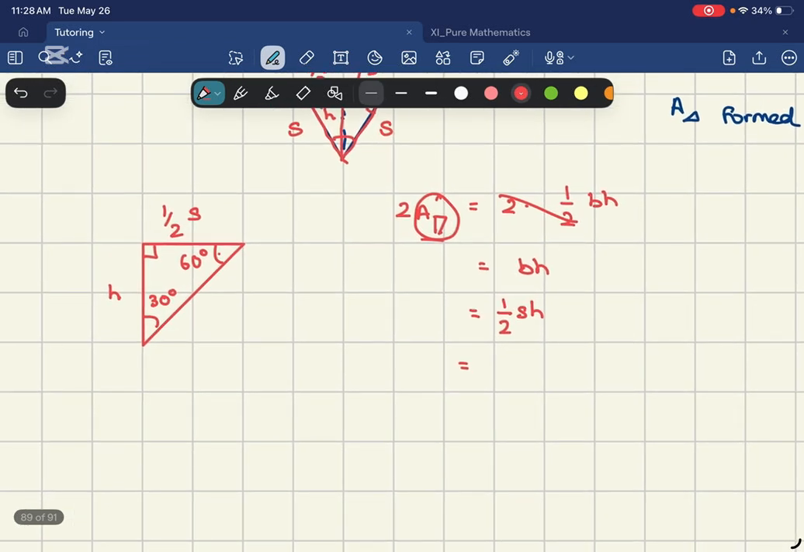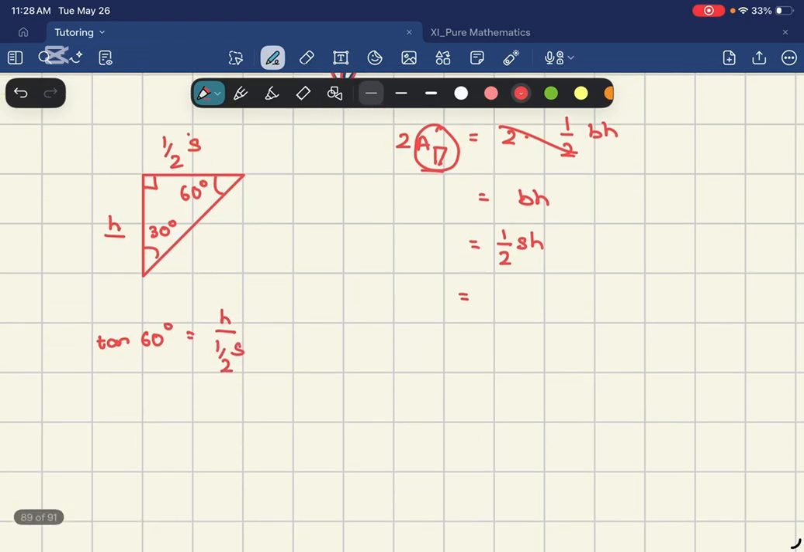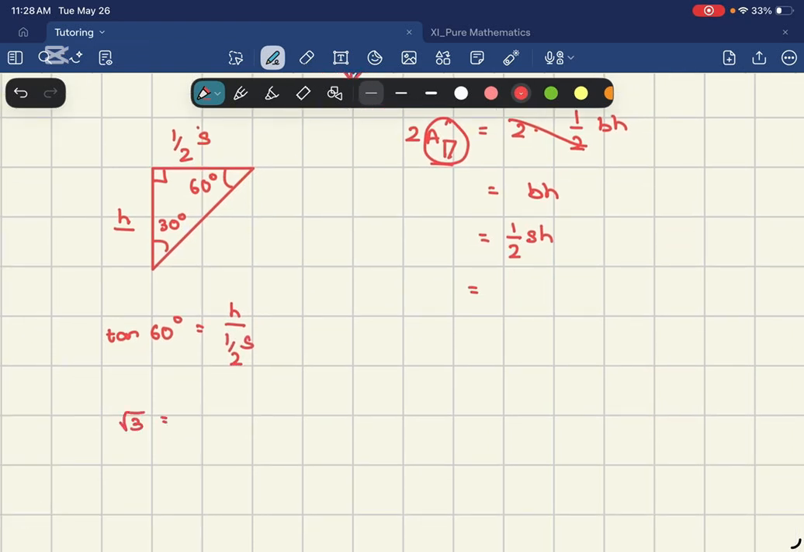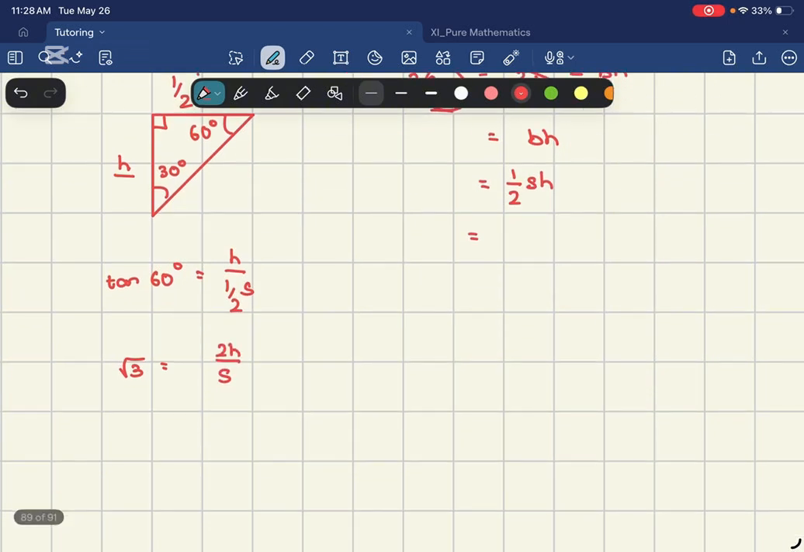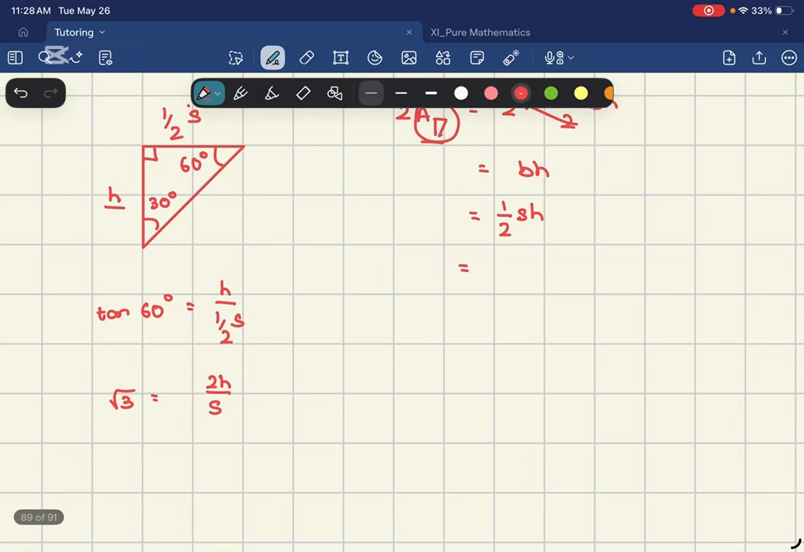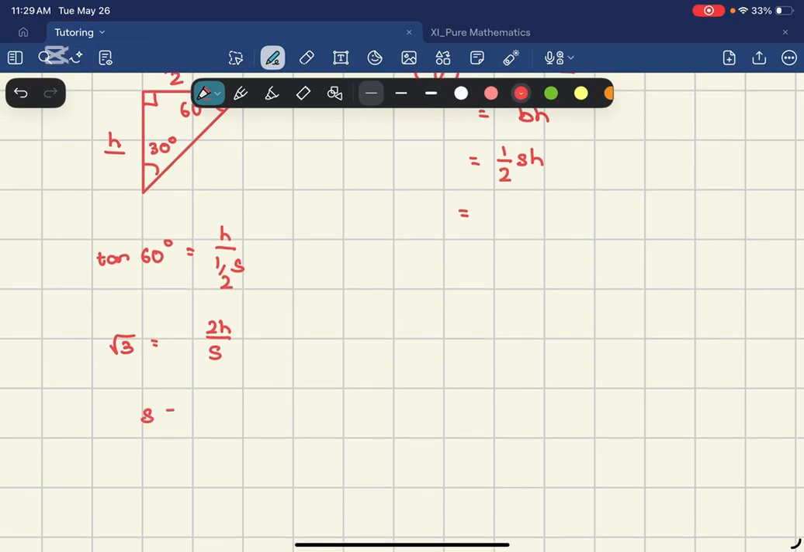So now I know that tan of 60 degrees, tan of this angle, is opposite over adjacent. So tan 60 is square root of 3, if you remember your trig values, and 2h over s is what you're going to get. Or another way to write this is going to be half s. So now you can rearrange. You can solve for s is just 2h over root 3 and substitute s here.